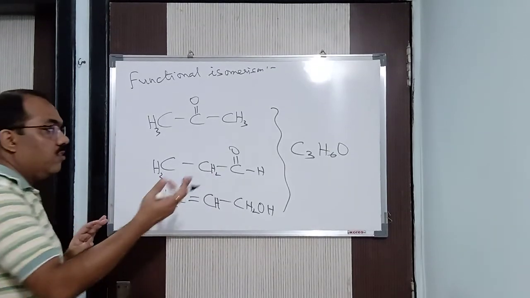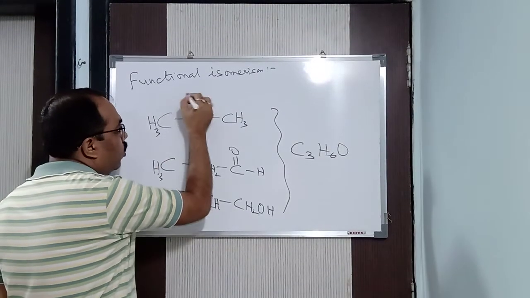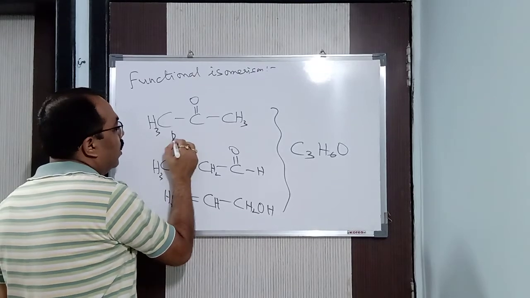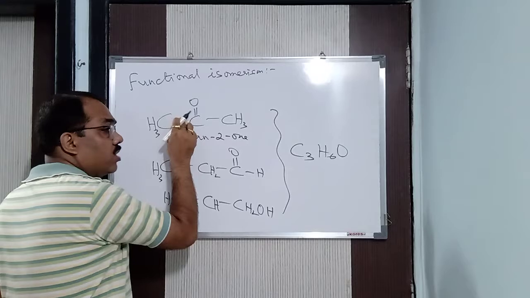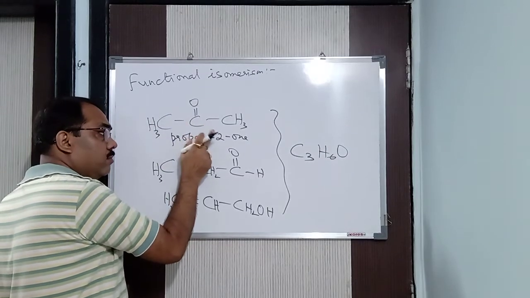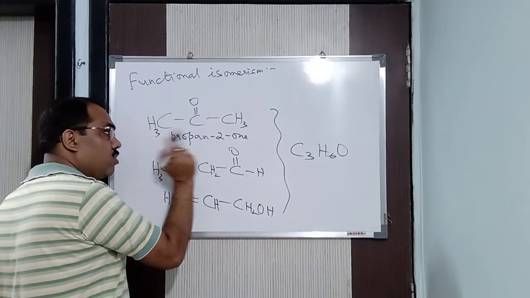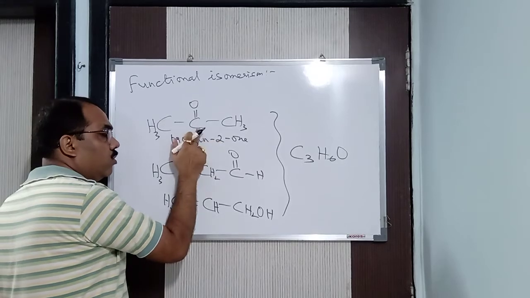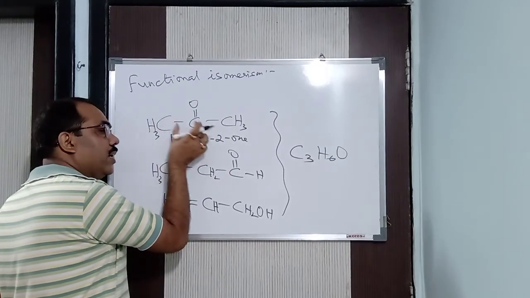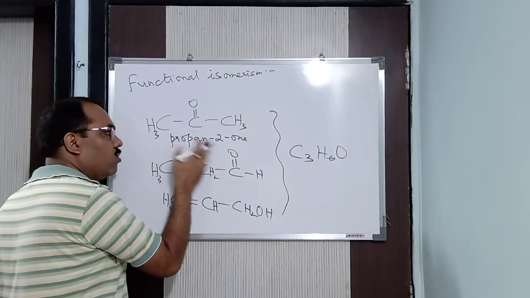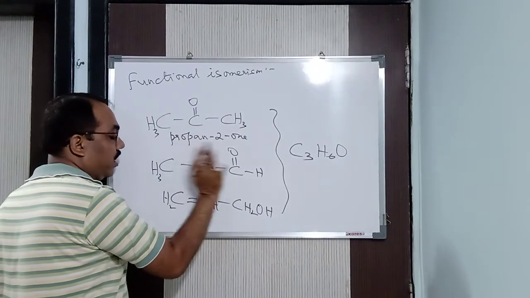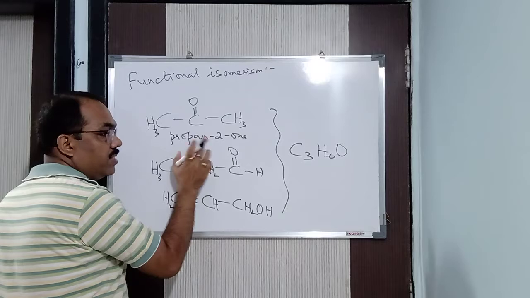Let us name them and see what the compounds are. Now this is a ketone, so it is known as what? Acetone, or the IUPAC name is propan-2-one, or we can also name it as propanone. That is also correct, because when it is propanone, the one means the second carbon atom only, it cannot be the first carbon. So it can be propanone or propan-2-one, both are correct. And the common name is acetone.